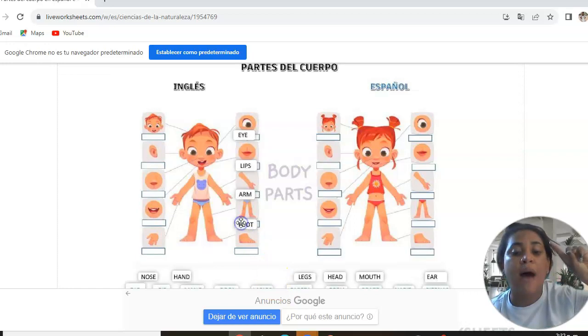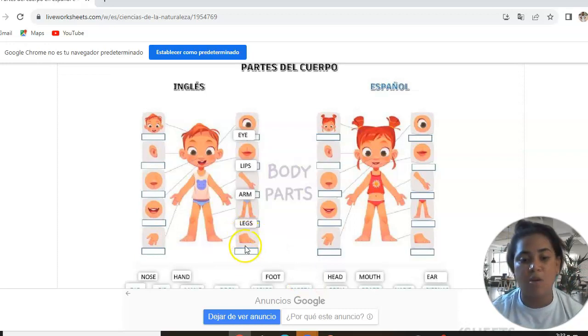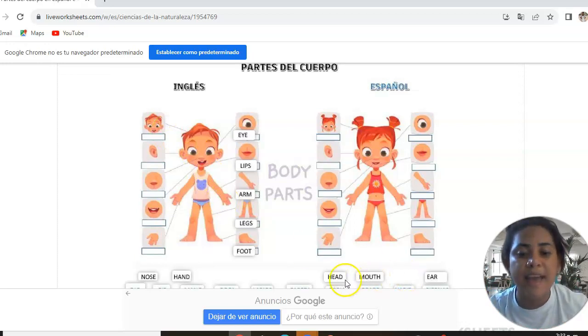Yes. Foot. One. Excuse me. One. Okay. And this one is one. I'm sorry. This is less because it's complete. Okay. This is one. Okay. Foot. Very good. And this one is the first part I teach you. What is? Head. Very good. Head. Excellent.